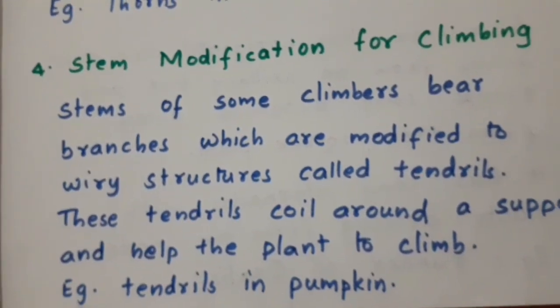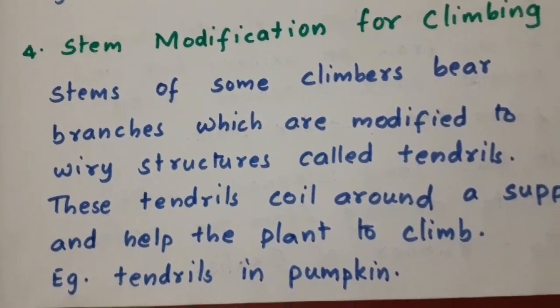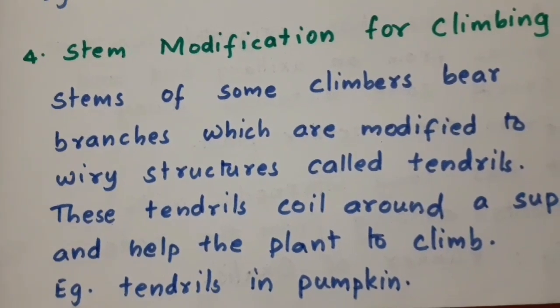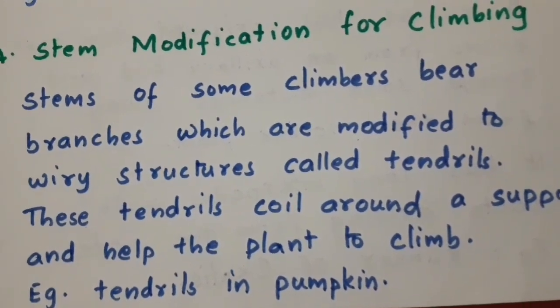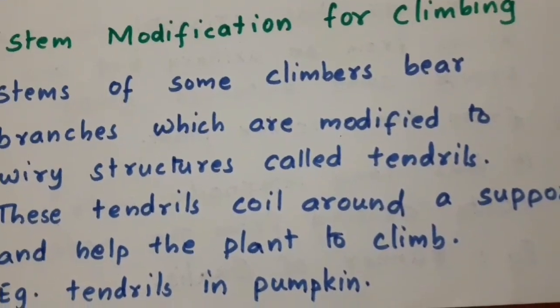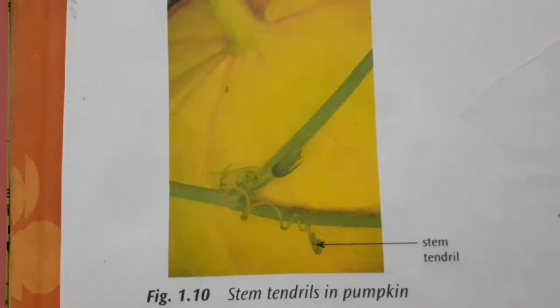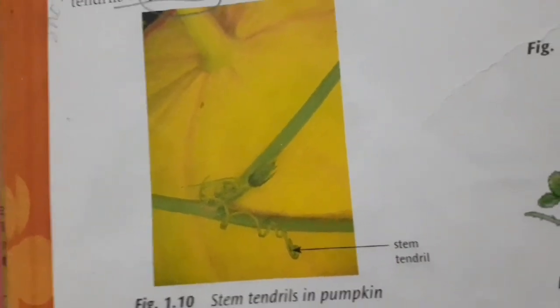Now next, stem modification for climbing. Stems of some climbers bear branches which are modified to wiry structures called tendrils. These tendrils coil around a support and help the plant to climb. For example, tendrils in pumpkin. We can see tendrils coil like a spring. With the help of these tendrils, this pumpkin will climb on other plants.